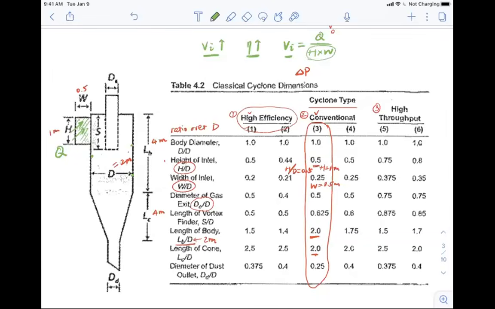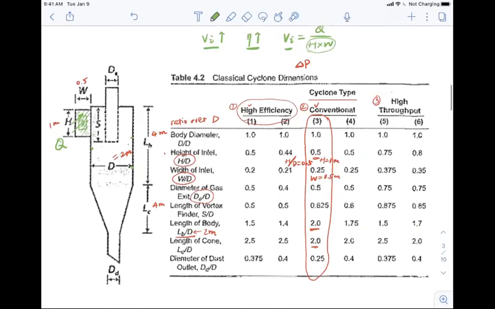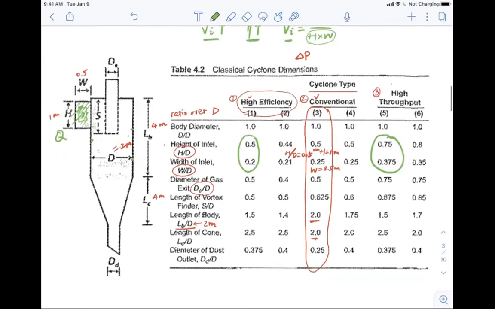So basically, to make this inlet narrower, if we have a narrower inlet, then we're going to have a higher speed, right? Now if you just compare these values here, you can see that for the high efficiency cyclones, we're going to have a smaller H and W compared to the high throughput ones, okay? For example, in terms of the height, you have 0.5 as the height of the inlet, but for the high throughput ones, you have 0.75, right? And similarly for the width, you have a smaller width compared to the high throughput ones.